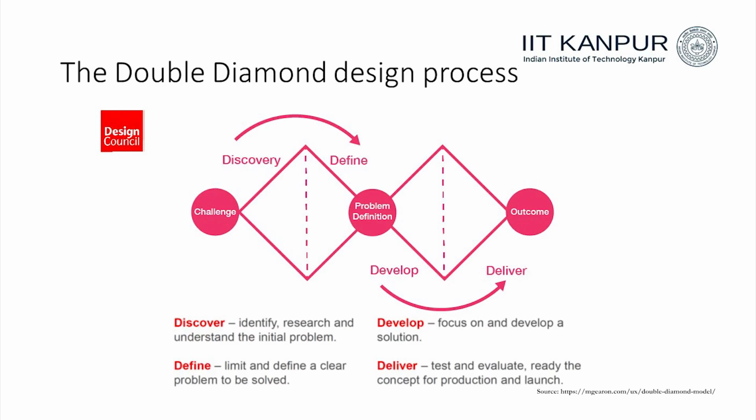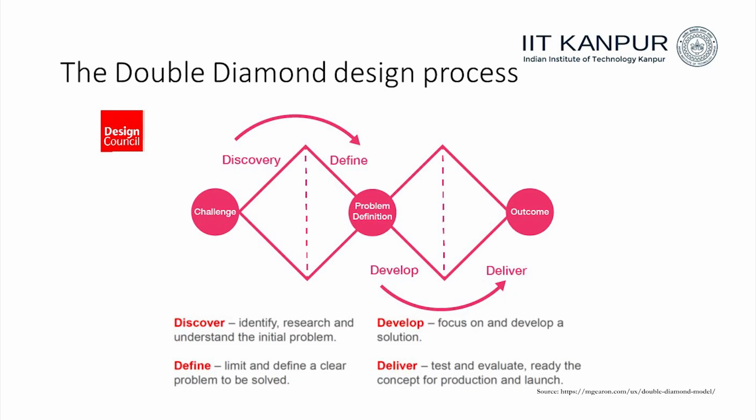So, to recap the double diamond design process, it consists of 4 phases. First is the discovery phase, then you have the define phase, and after that we have the develop phase, and finally we have the deliver phase. So, we have 4 phases. These 4 phases can be thought of as 2 diamonds. This is the first diamond with discovery and define, and this is the second diamond with the develop and the deliver phases. So, what is happening here?